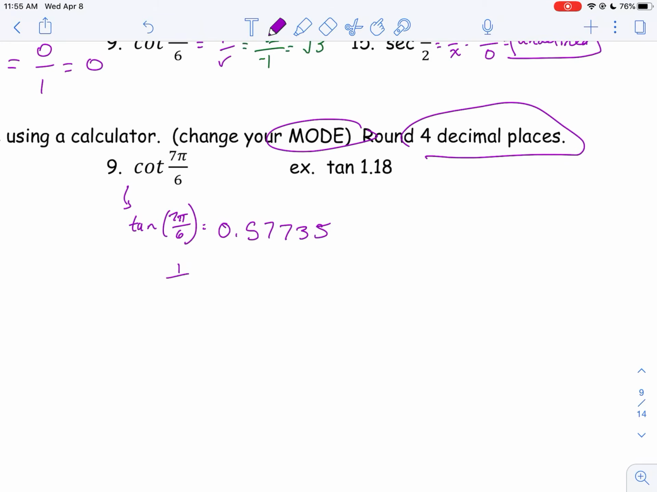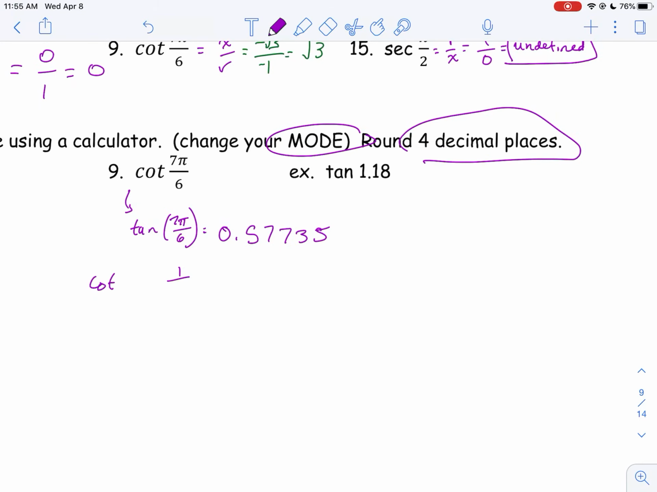0.57735. And when it says round to 4 decimal places, you're going to want to do at least that in your work in between. And then to find cotangent of 7 pi over 6, you can just take 1 divided by 0.57735. And that's going to give me 1.73205. And so I need to round to 4 decimal places. The next digit is 4, so it's going to round that 0 up to a 1. And so here, my final answer, 1.7321.